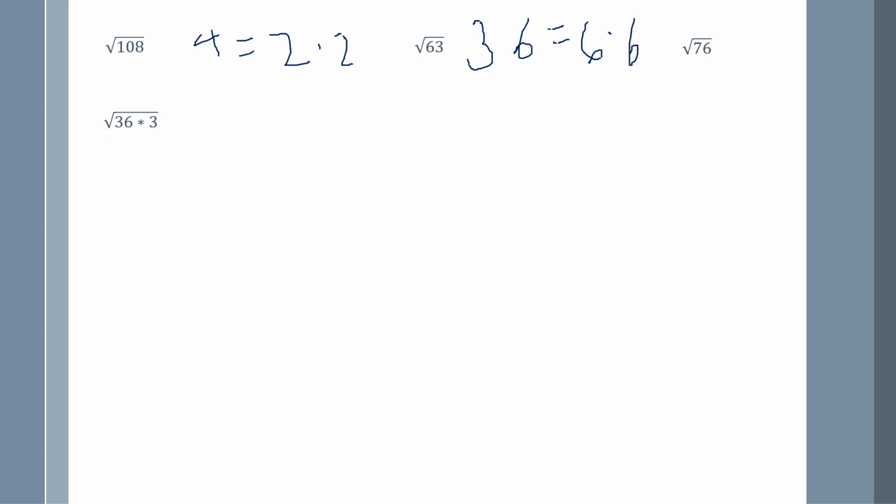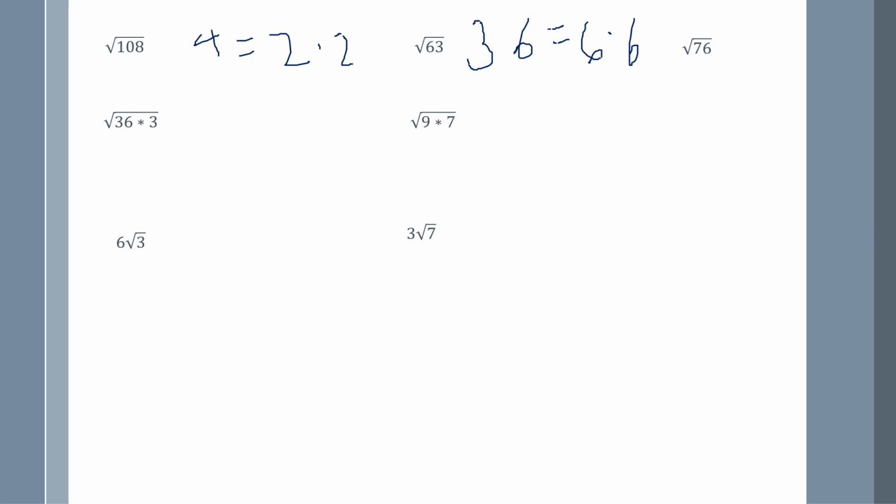Alright, so let's get back to 108. So when I'm breaking it down, I know that 36 times 3 gives me 108. But I also know that 36 is a perfect square, and 3 is not. So square root of 36 is 6, and then that 3 that is not a perfect square, leave it alone. So 63, I know 9 times 7 does give me 63. 9 is a perfect square, but 7 is not. The square root of 9 is what? 3. And then the square root of 7 is going to stay √7.